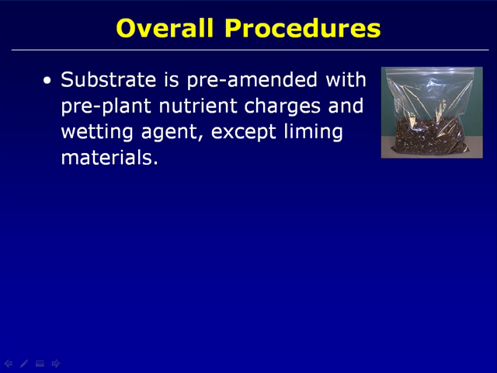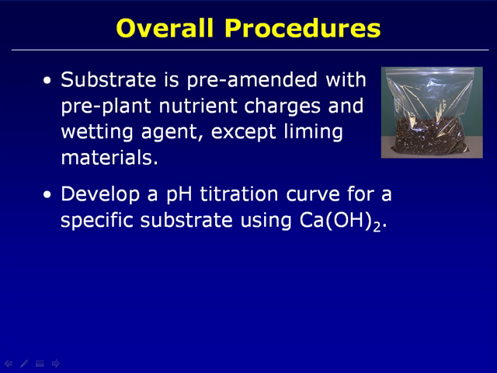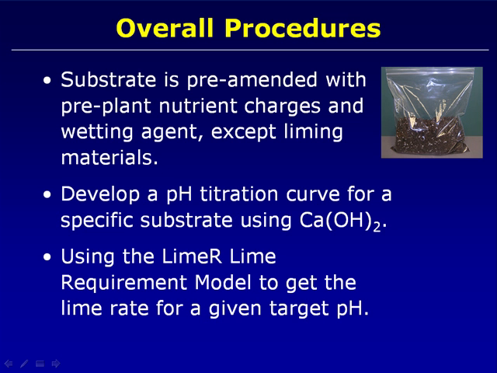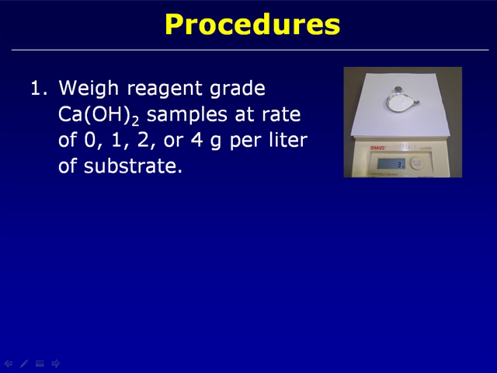The overall procedures in this protocol are really quite straightforward. We take some substrate where we've added everything except for the liming material, including the nutrient charge and the wetting agent. We develop a pH titration curve using calcium hydroxide, which is very reactive and has a broader linear pH range than a carbonate lime source. We enter the data into our spreadsheet called the LimeR lime requirement model to calculate the lime rate that we need for a given target pH.